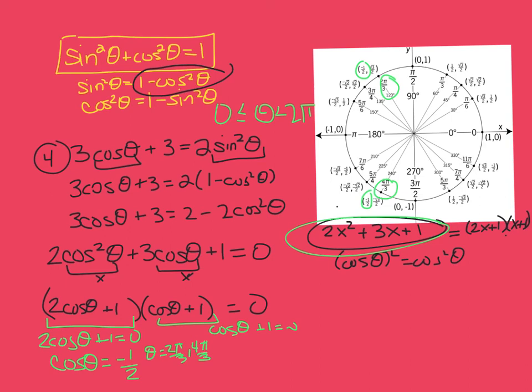The next one that we have, cosine theta plus 1 equals 0, I'm going to rewrite as cosine theta is equal to -1. That actually only occurs in one place. It occurs right here where theta is equal to pi. So that's going to be my answer for that one. So my 3 answers are going to be pi, 2 pi over 3, and 4 pi over 3.